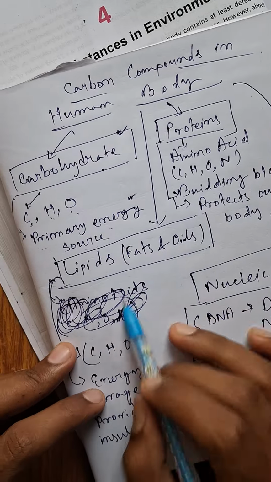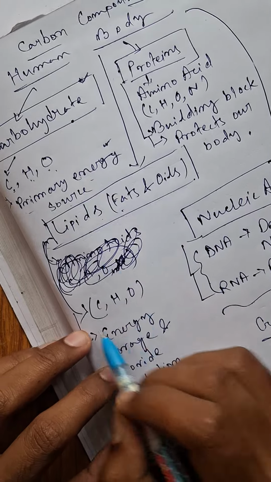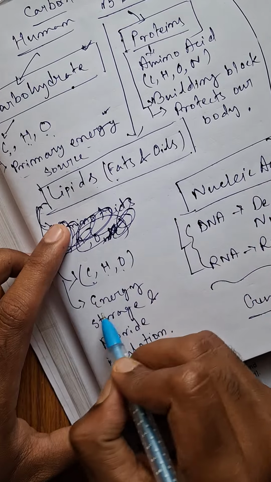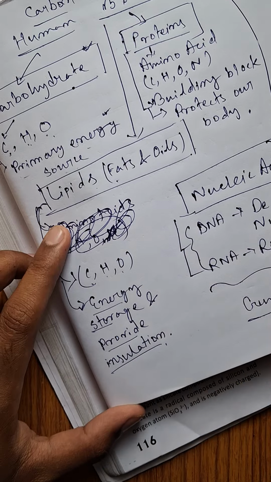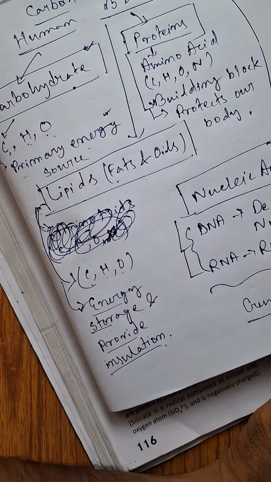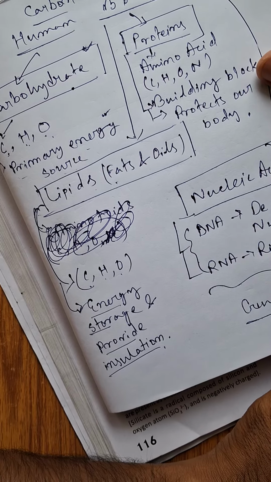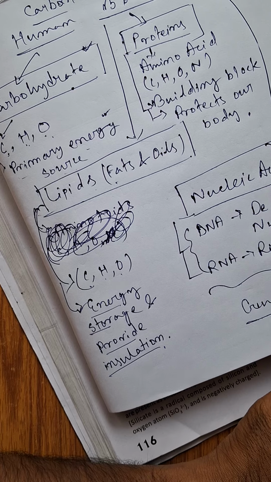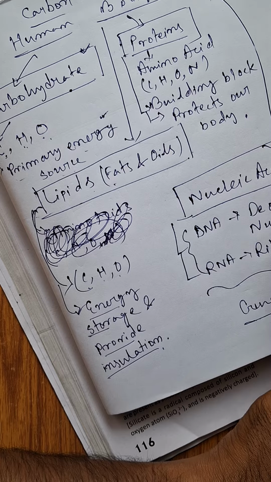Next is lipid. Lipid is the fat and oils in our body. It is composed of carbon, hydrogen, oxygen. It is the energy storage and provides insulation for our body. Lipid stores the energy for us. If we starve for 1 week or 2 weeks, we will not die. We will get weaker, but we will not die, because then the lipids will break down and give us energy.